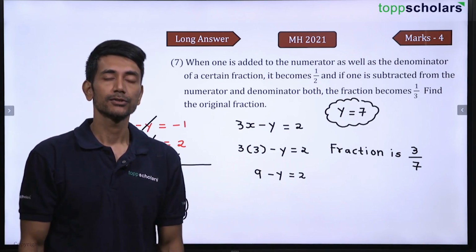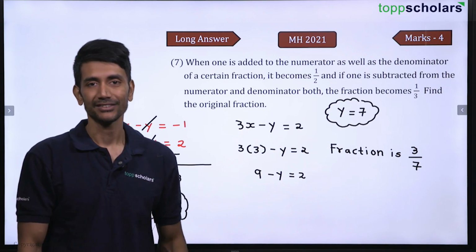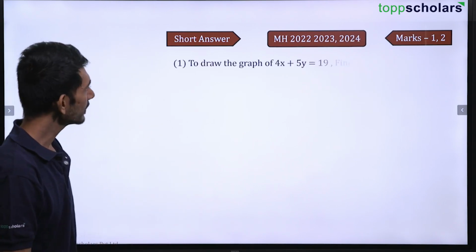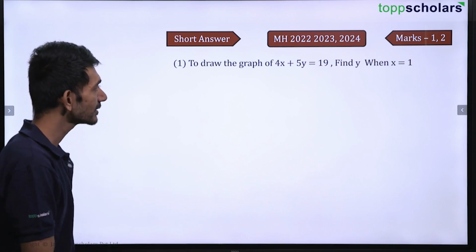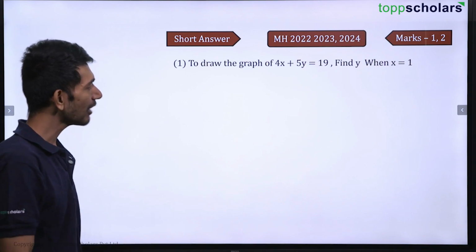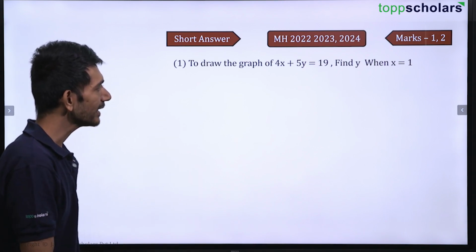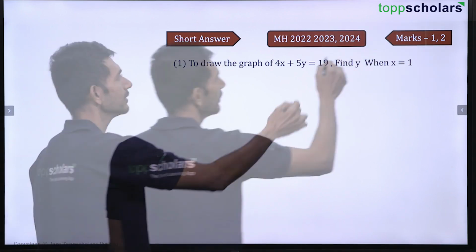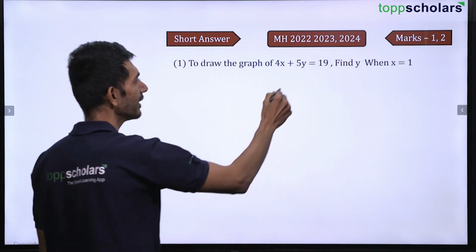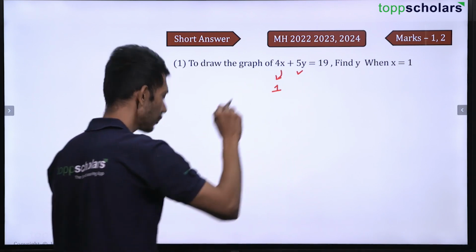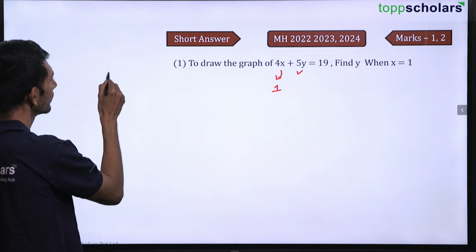I hope you have understood this question. We solved two problems based on fractions now. Let's have a look at a new question. This question was asked 3 times. To draw the graph of 4x plus 5y is equal to 19, find y when x is equal to 1. It's a very simple question. We're supposed to find the value of y when the value of x is 1. Let us do that.